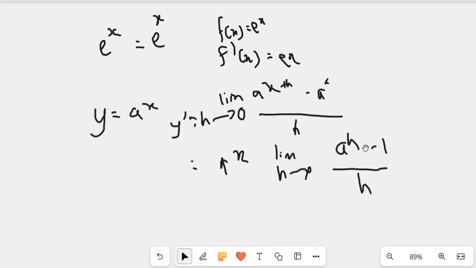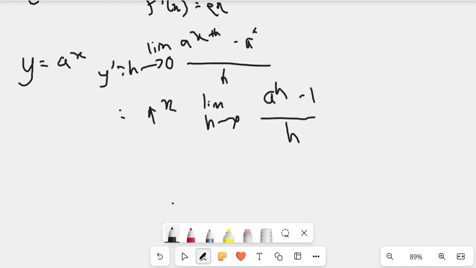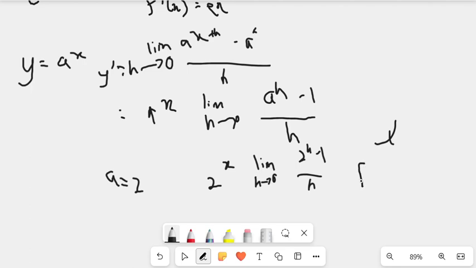So here's the fun part. Let's say a is equal to 2. Then the derivative of 2 to the x would be 2 to the x times the limit as h approaches 0 of 2 to the h minus 1 over h. You can try to take this limit. It's very easy. You just take the left limit and the right limit, and you see that it approaches a number, which is this number right here.